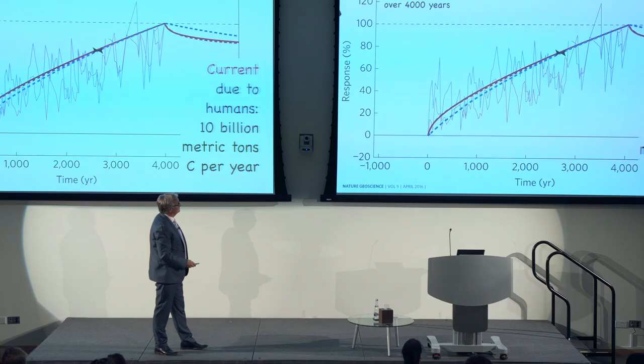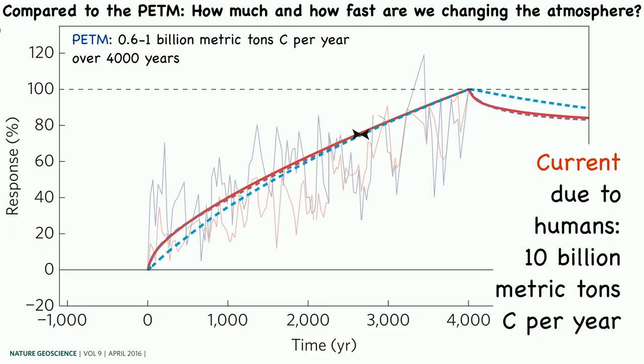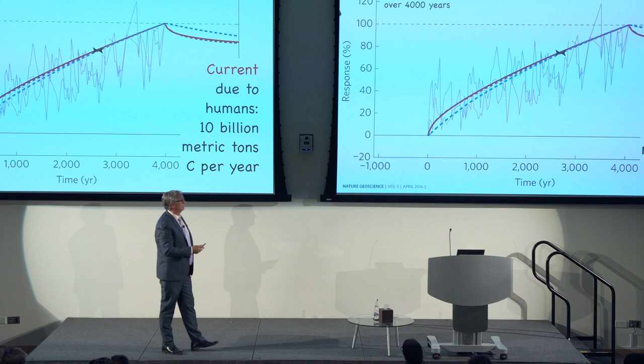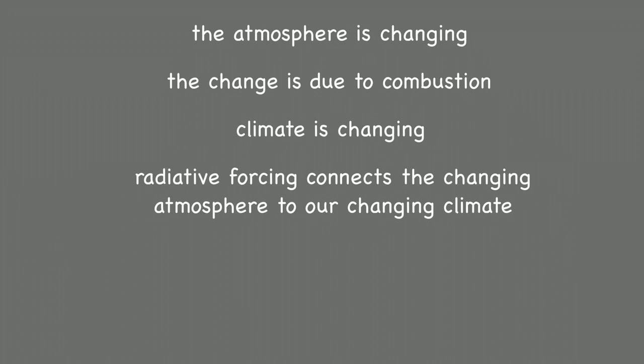But just to remind you that we are putting 10 billion metric tons of carbon per year into the atmosphere, and the PETM was on the order of 0.6 to 1. So we are introducing carbon to the atmosphere at a rate 10 times faster than what the PETM did. Okay, the atmosphere is changing. The change is due to combustion. Climate is changing. Radiative forcing connects these to each other.